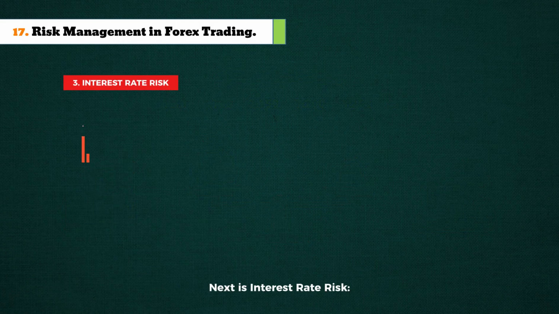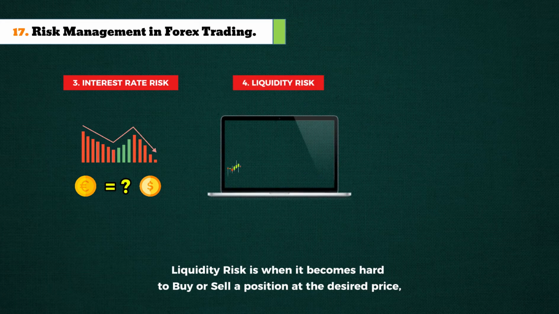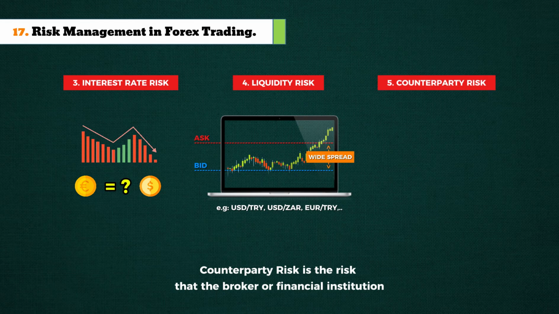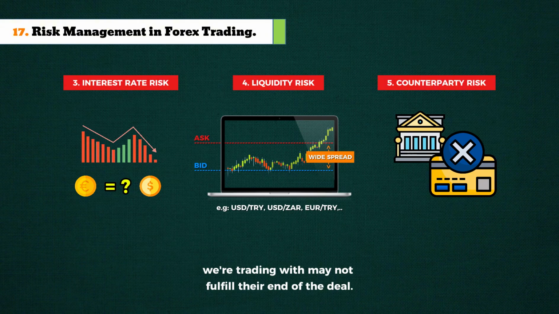Next is interest rate risk. This comes into play as interest rates fluctuate and affect currency values. Liquidity risk is when it becomes hard to buy or sell a position at the desired price, especially in less popular currency pairs. And finally, counterparty risk is the risk that the broker or financial institution we're trading with may not fulfill their end of the deal.